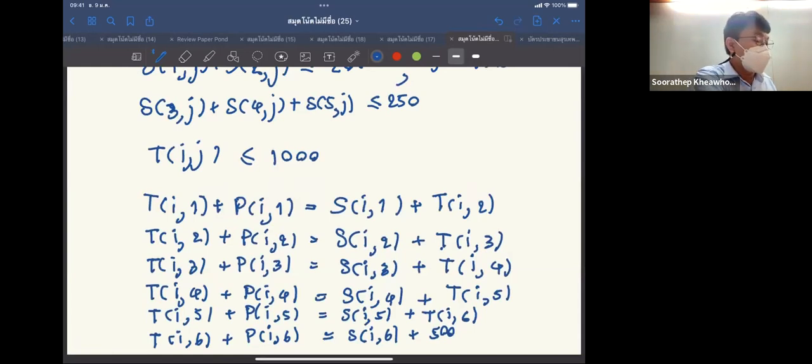So we can write TI1 plus PI1 equals SI1 plus TI2. If there is a loss of weight, S cannot be here, right? You have to multiply by something. For example, if we assume that 10% loss of weight, you have to take that loss into account. We have that assumption in order to make the problem easier.